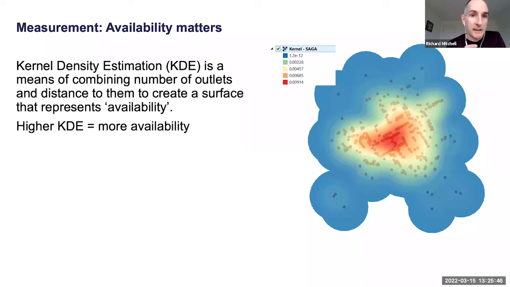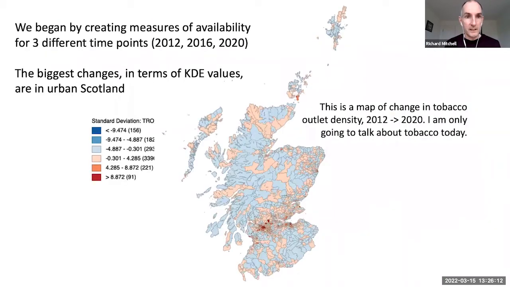When we map retail environments for alcohol and tobacco, we use something called kernel density estimation. This is basically a posh way of combining the information about the number of outlets, the number of places you can buy these products, and the distance to them. When you put those things together, you create a surface which represents availability of the products. Higher KDE means more available products. We began the project by creating measures of availability for three different time points: 2012, 2016 and 2020.